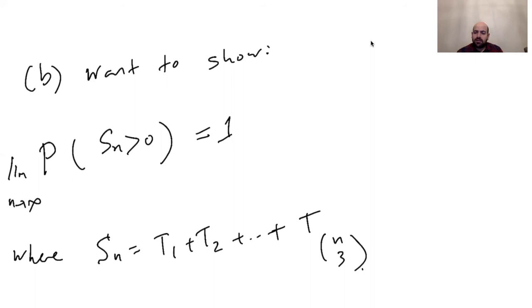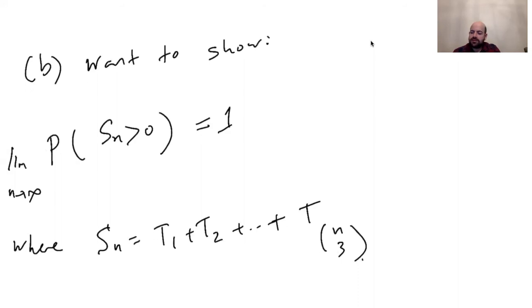So that means I want to know whether Sn, which is the total number of triangles, is positive or it's 0. I want to show that it is positive with probability 1 as n goes to infinity. Therefore, our goal in part B is to show that the limit of P of Sn bigger than 0 equals 1 as n goes to infinity. Okay, so how do we show that P of Sn bigger than 0 is 1?